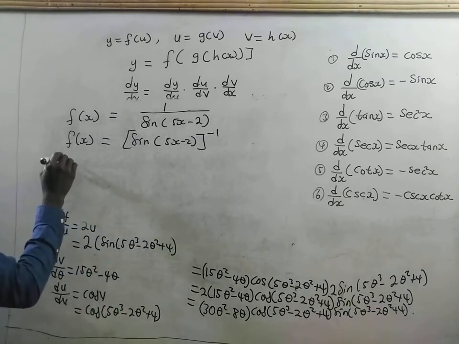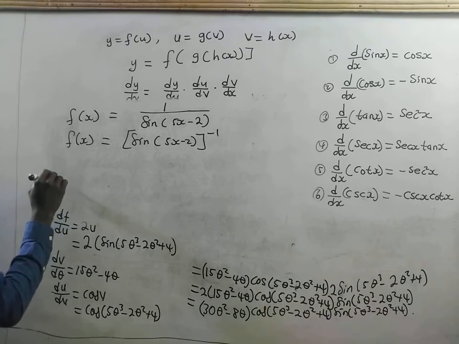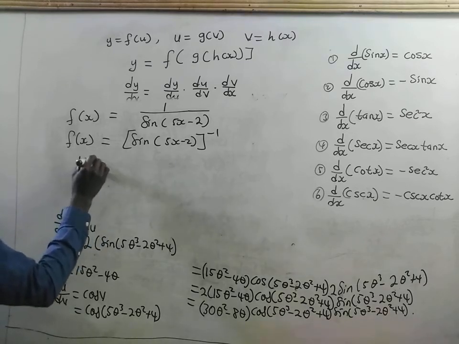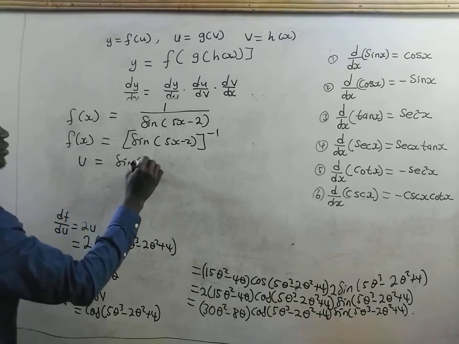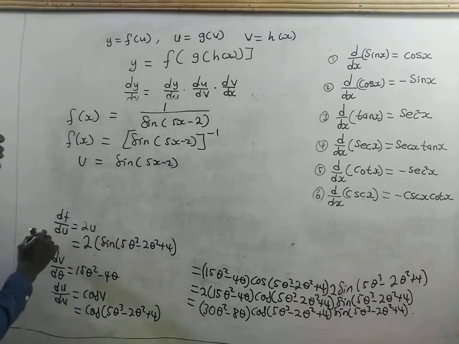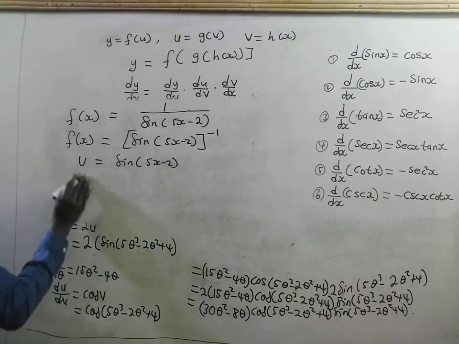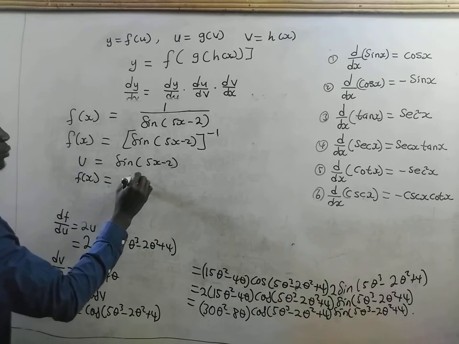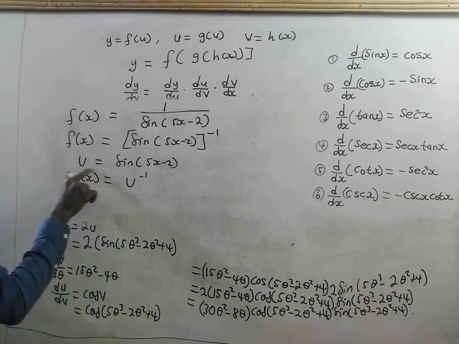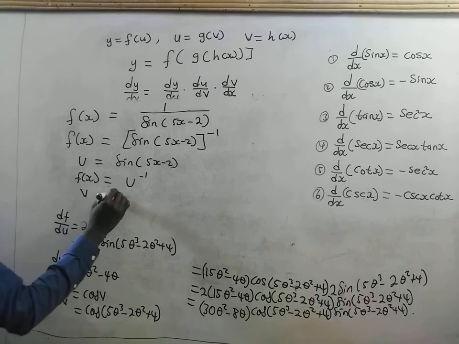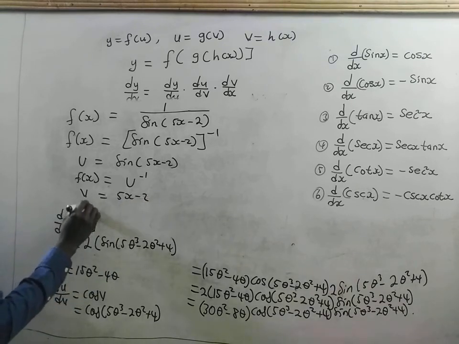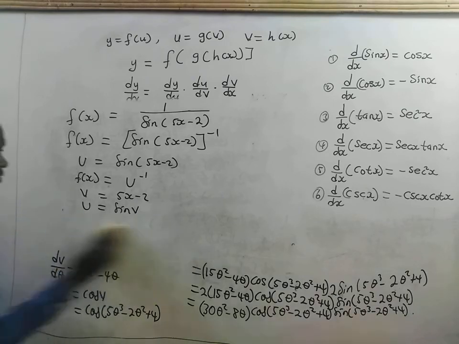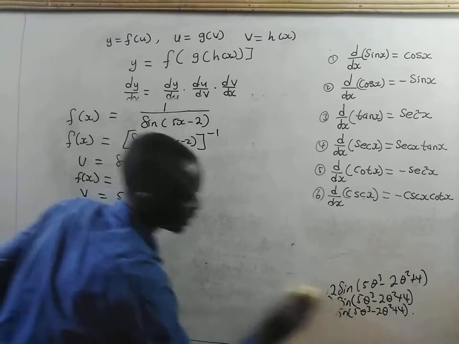So here, if I take the inner function u to equal sine of 5x minus 2, then I can write f of x to be equal to what? u to the power negative 1. Then for u, if I take v equal to 5x minus 2, then I have u equal to sine of v. So this is a composite function. Yes, it's a function of a function.